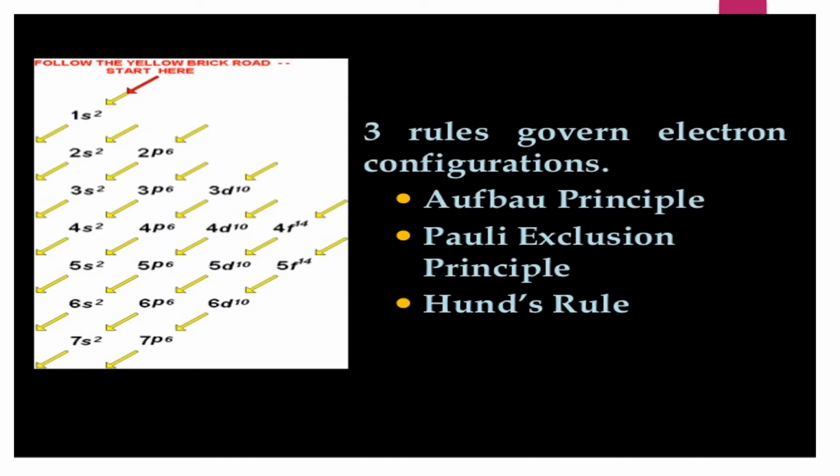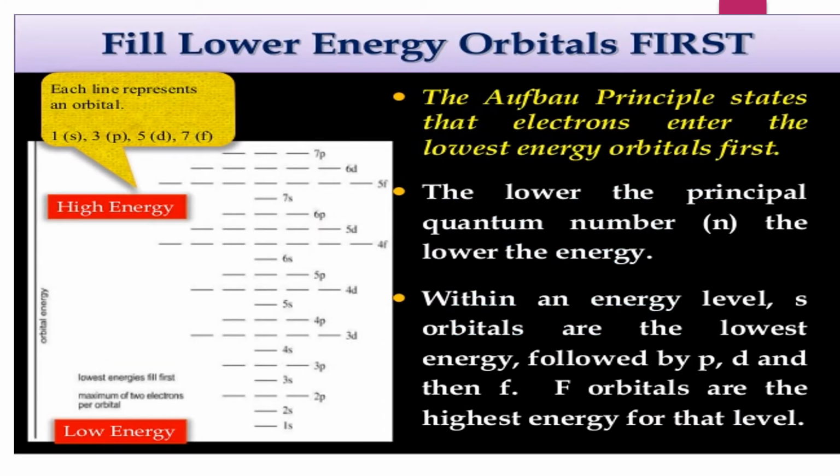Now let's see what is the first one. That is Aufbau principle. This is based on filling up of lower energy orbitals first. So this principle is based on filling up of lower energy orbitals first, which means that lower orbitals have to be filled up first, and then the next energy level orbital, and so on. So the Aufbau principle states that electrons enter the lowest energy orbitals first. The lower the principal quantum number, the lower the energy.